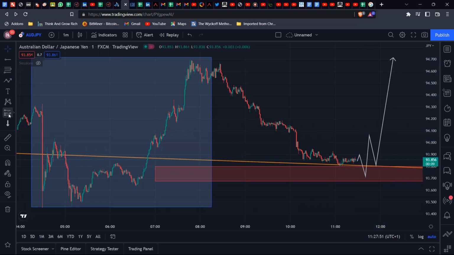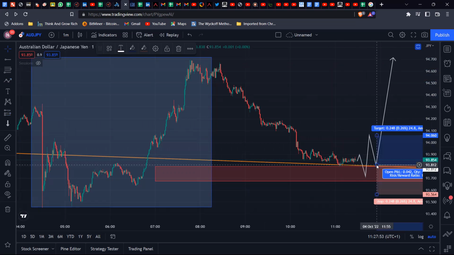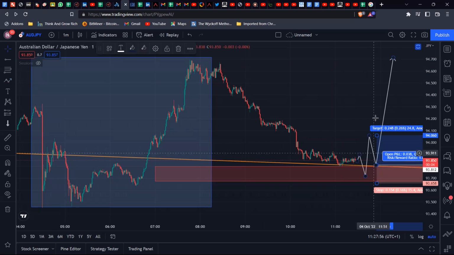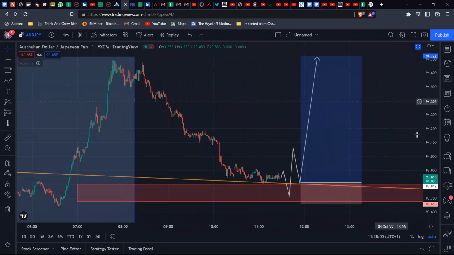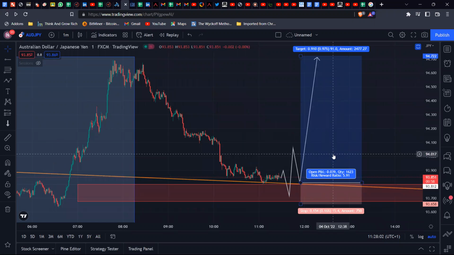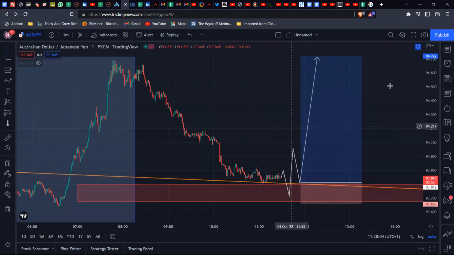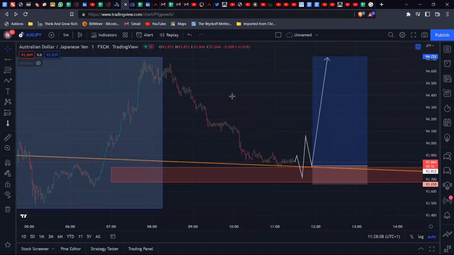I'll be interested in maybe getting involved like this, keep my stop loss here, target looks like, okay. So at least the risk reward ratio is about 1:6, not bad. But I want to see confirmation to then get involved, okay.